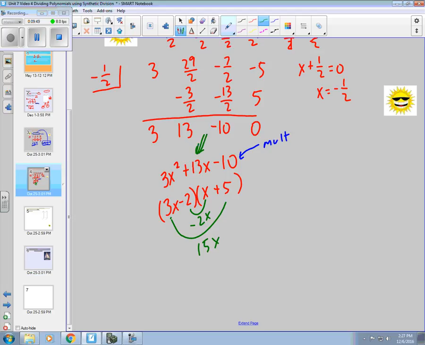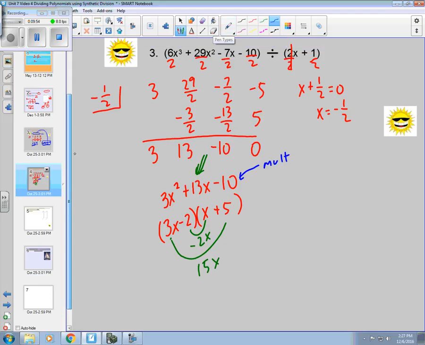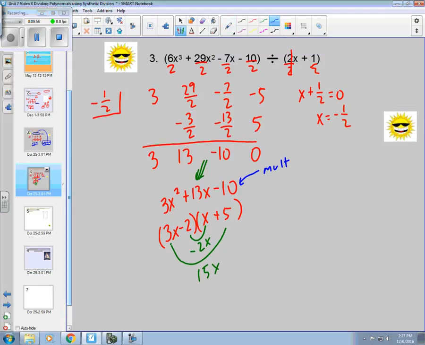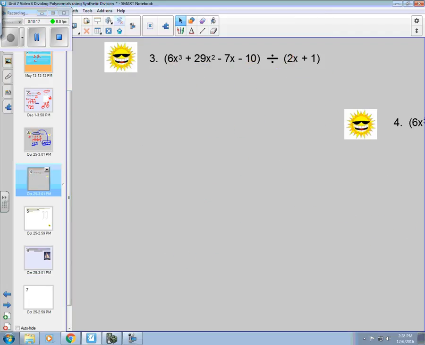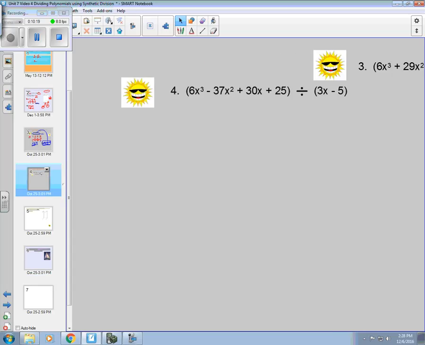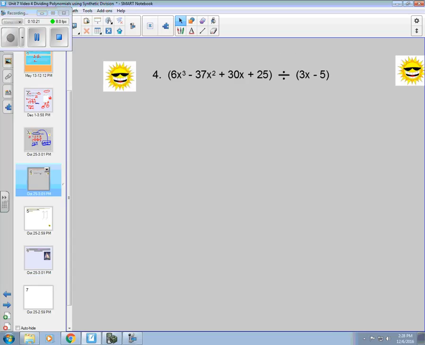That's the factored form. So now our last step, we want to write this out in factored form. So the three things that have been multiplied would be 3x minus 2, x plus 5, and what we divided by originally, 2x plus 1. If all those get multiplied together, you get what we started with. All right. Why don't you again pause the video, see if you can try number 4 here, and see what you get.